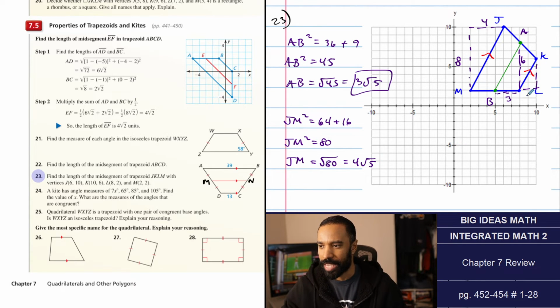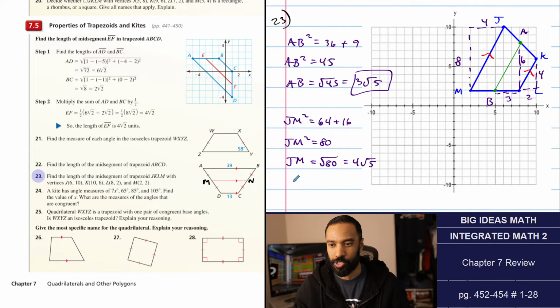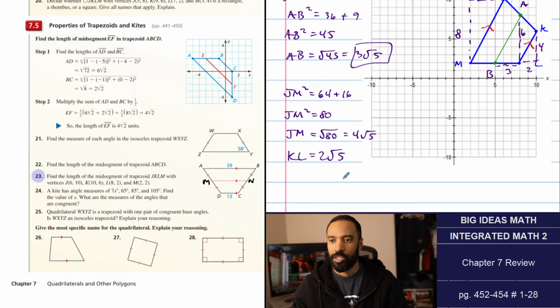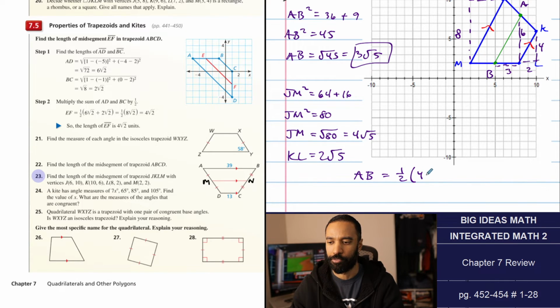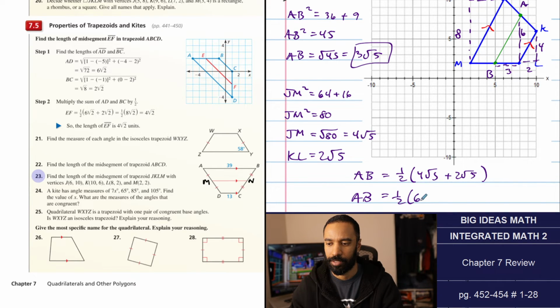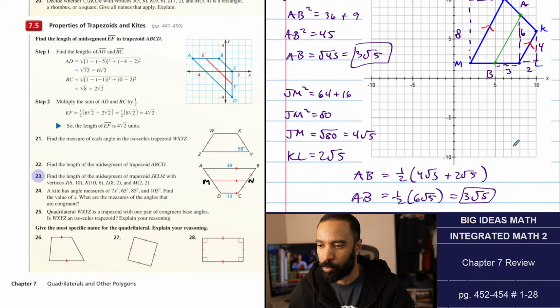So there's JM's length. KL is over 2 and up 1, 2, 3, 4. We saw that before as root 20, which was 2 root 5. I'm just going to call that out because we did that for a previous problem. 2 root 5. So AB, in that case, will be half of 4 root 5 plus 2 root 5, which is half of 6 root 5, which is 3 root 5. So you still get 3 root 5 no matter which way you do it.